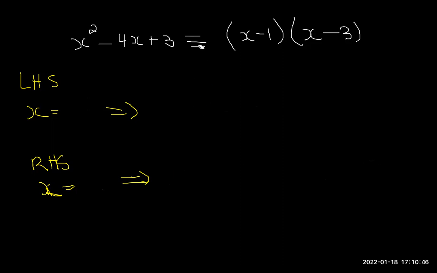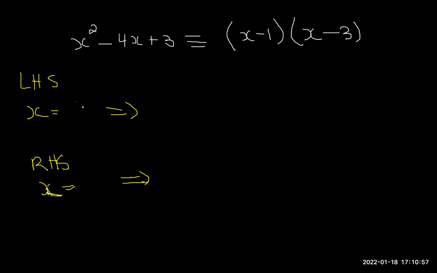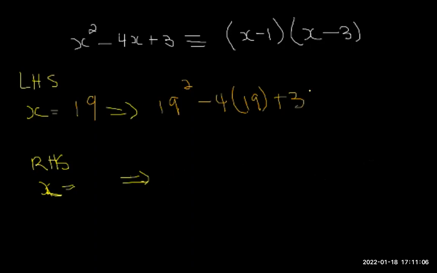Because this symbol tells me it's an identity, when x is equal to 19, I'm supposed to get the same answer on both sides. So that's what we're trying to prove now. Let me use orange. 19 squared minus 4 times 19 plus 3. So what's this answer? It's 288, right?